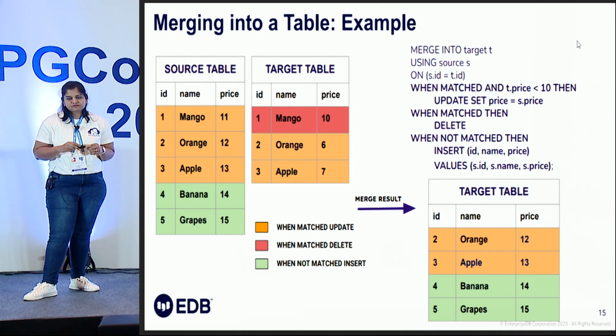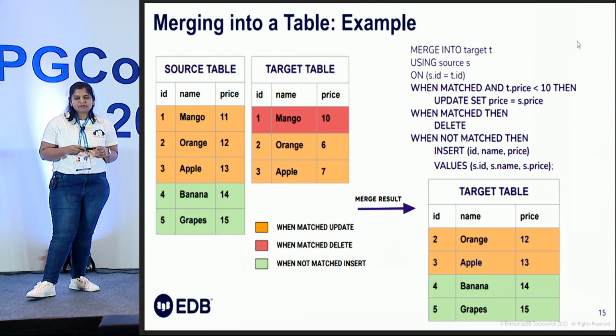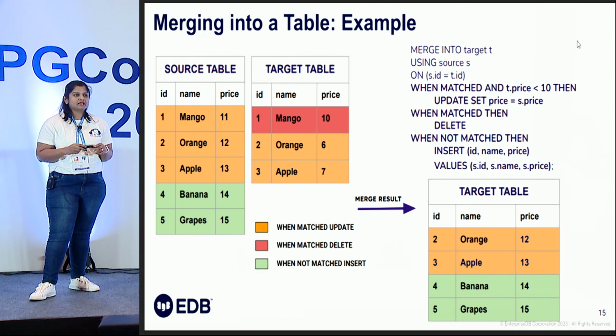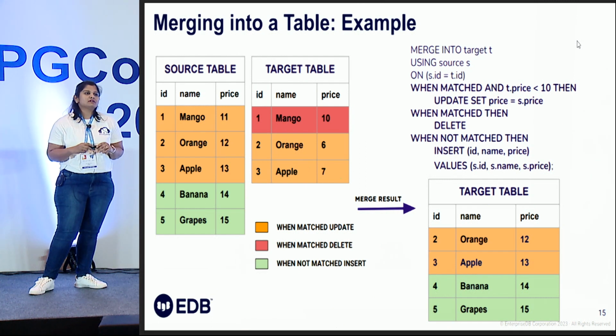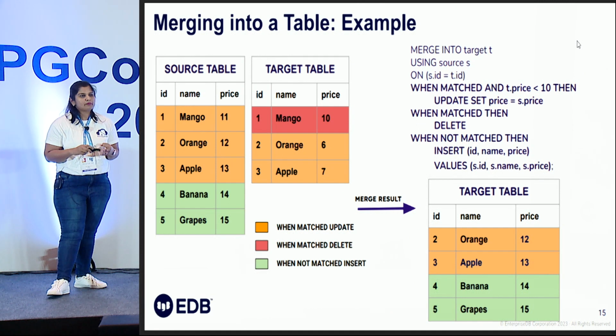And next is when matched then delete. So already that has happened. Now for the when not matched, you have 2 rows in the source table and there is no condition. So these 2 rows are inserted into the target table. So in total, in this statement there are 5 records that got affected: 1 delete, 2 updates and 2 inserts.